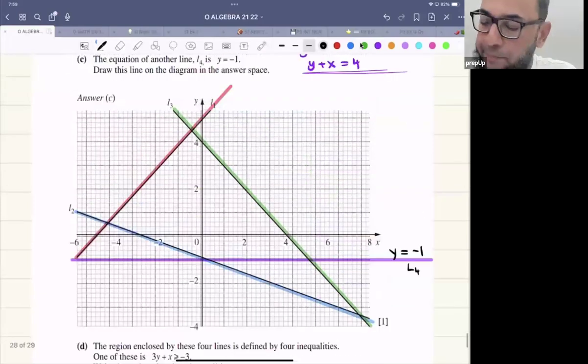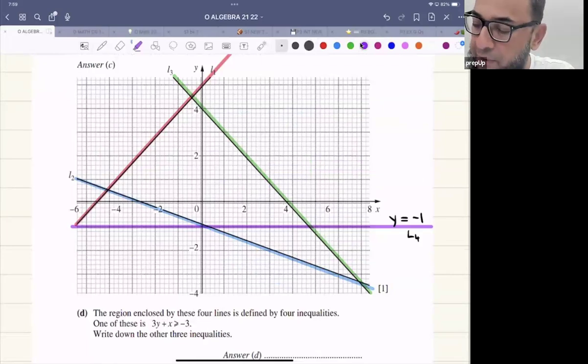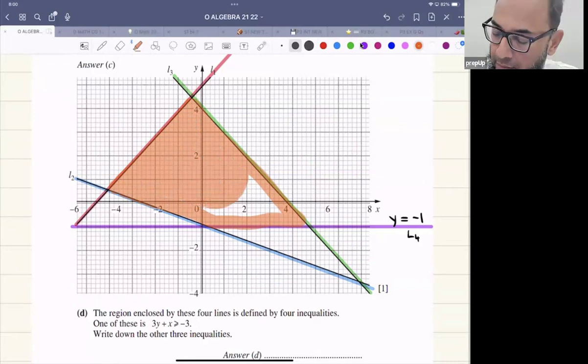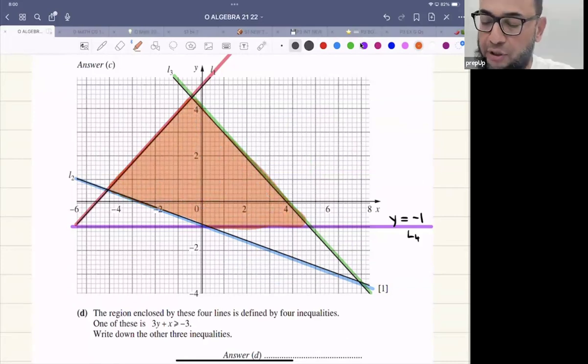So now let me just shade the region so that you have a pretty good idea exactly what is the shaded region. This thing is the shaded region. So it's going like this and like this and then like this and like this. So this is the shaded region. How many boundaries does it have? It has 4 boundaries.